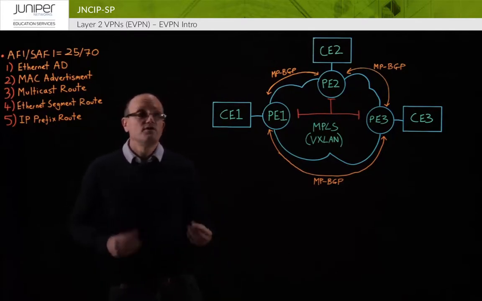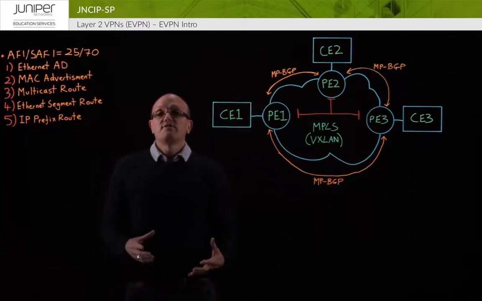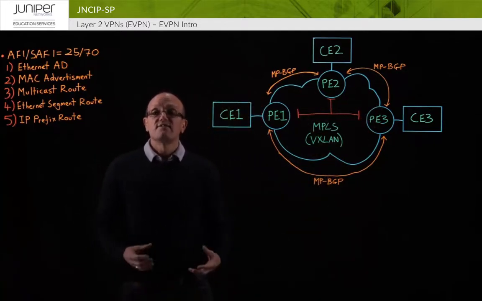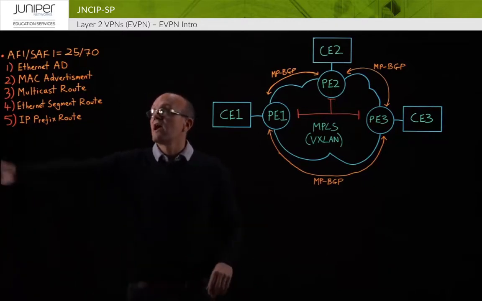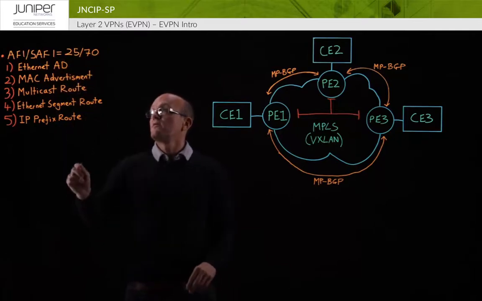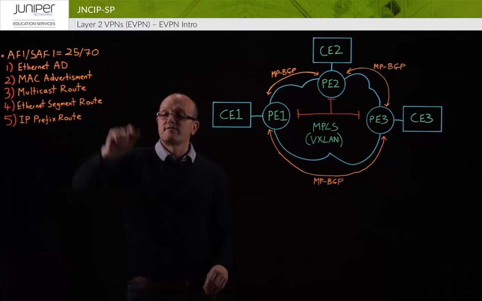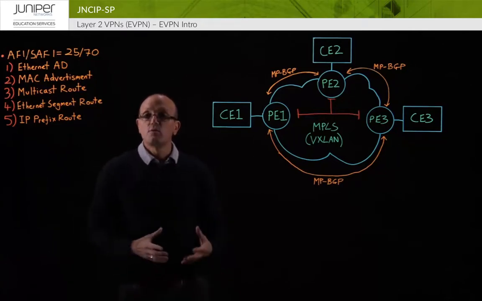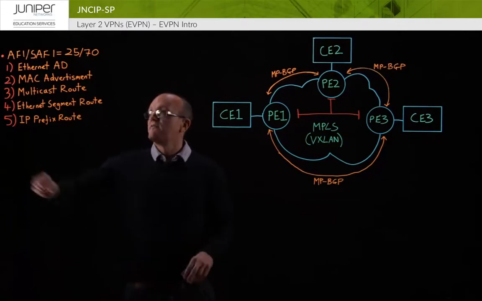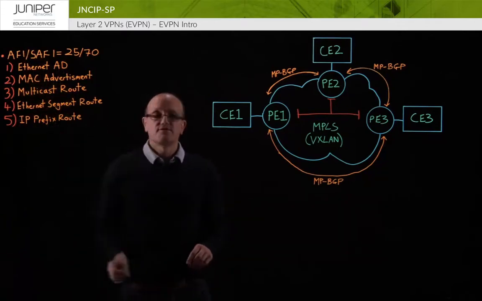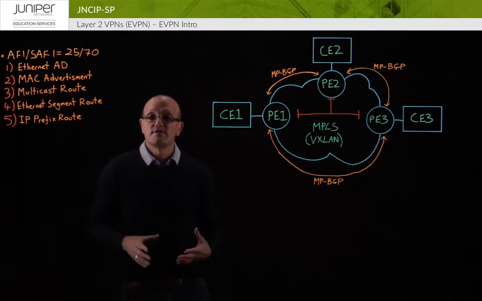So EVPN uses multi-protocol BGP, much like we do with some of the other layer 2 signaling technologies. However, we are now using a different address family. We're using AFI, SAFI 25/70. And within this address family, within this NLRI, we have 5 different route types. Each of these different route types serves a different purpose.